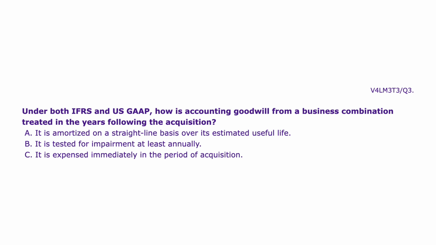Under both IFRS and U.S. GAAP, how is accounting goodwill from a business combination treated in the years following the acquisition? A. It is amortized on a straight-line basis over its estimated useful life. B. It is tested for impairment at least annually. C. It is expensed immediately in the period of acquisition.